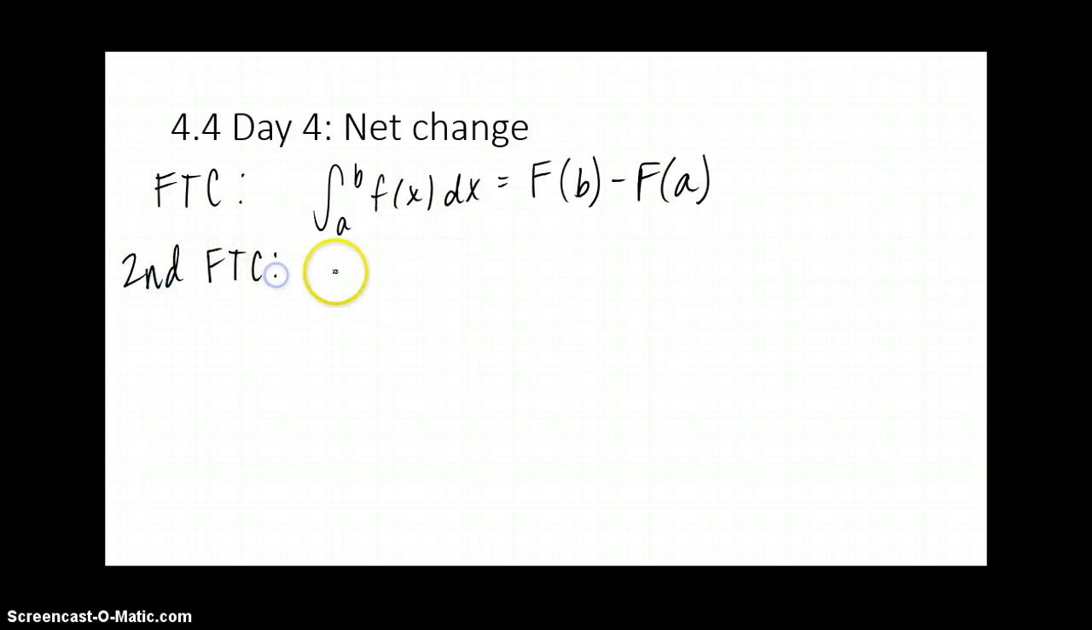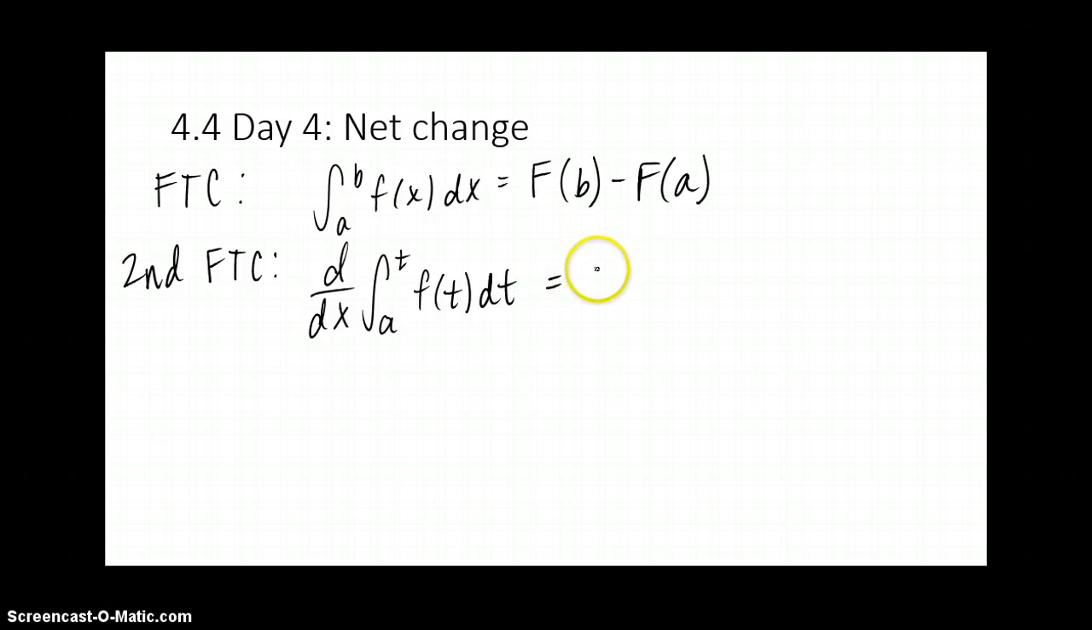The second fundamental theorem, that enabled us to derive an antiderivative. So if we have this, okay, this was equal to, I'm going to call this u. So u, and u would be in terms of x. So the derivative and the antiderivative cancel each other out. Into the function, we replace whatever the upper boundary is.